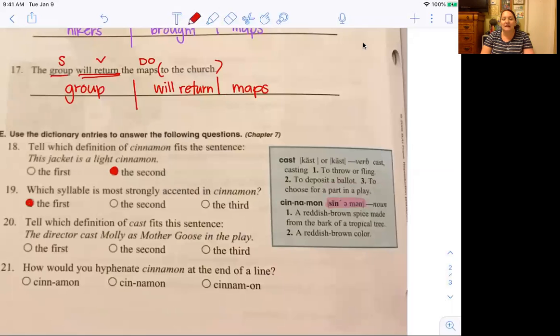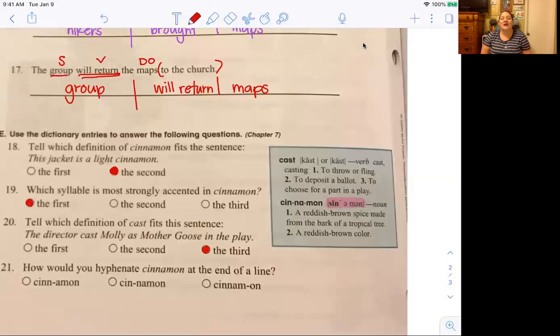Number 20, tell which definition of cast fits the sentence. The director cast Molly as Mother Goose in the play. Is it 1, to throw or fling? Did he throw Molly? I hope not. Number 2, to deposit a ballot. He's not voting, right? Or number 3, to choose for a part in the play. Number 3, the third one.